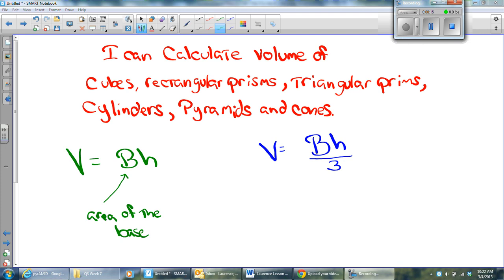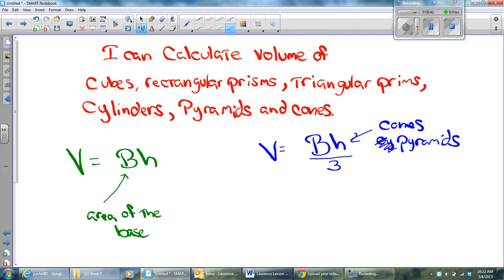After this video, it's all review. We're going to be saying I can calculate the volume of cubes, rectangular prisms, triangular prisms, cylinders, pyramids, and cones. Remember, to do this we use two basic formulas: V equals capital B times H, or V equals capital B times H divided by 3. Remember, this one is for cones and pyramids, excuse me. What I was thinking is that a cone or a pyramid is a third of either a cylinder or a cube. And capital B is the area of the base.